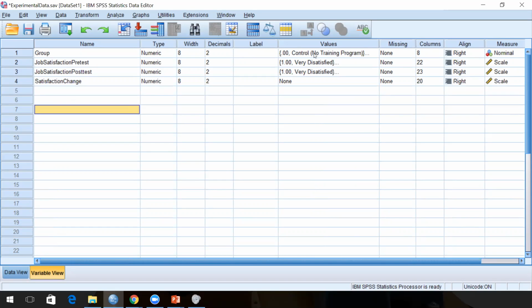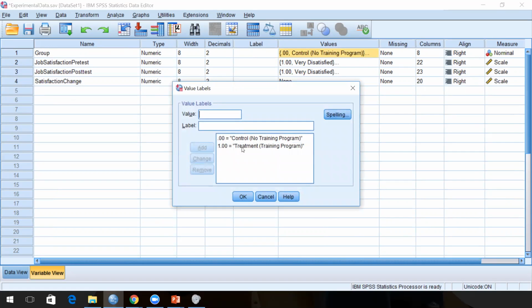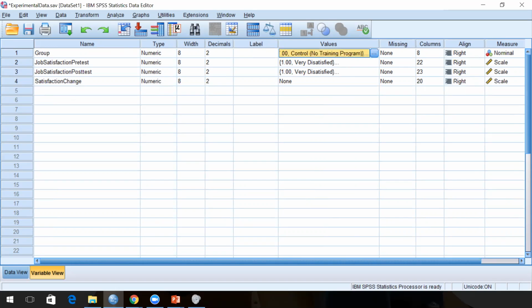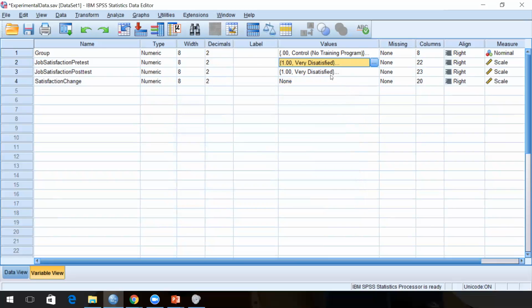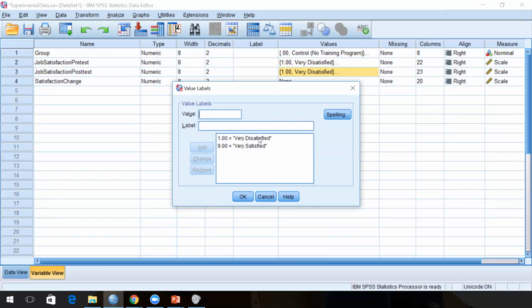If you look at the data, we have the group number here. That's just 0 coded if they're in the control group, 1 if they're in the training program, which is the treatment group. Then we have job satisfaction pre-test and post-test. Both are measured on a 1 to 9 numerical scale, 1 being very dissatisfied and 9 being very satisfied, and the respondent can select any whole number between those: 1, 2, 3, 4, 5, 6, 7, 8, 9. And the same for the post-test.